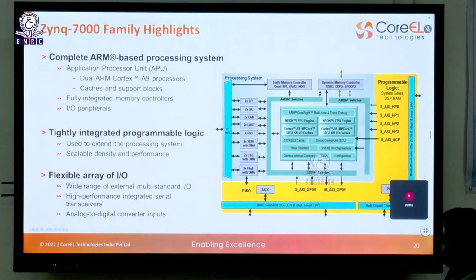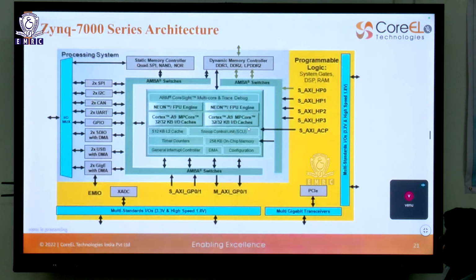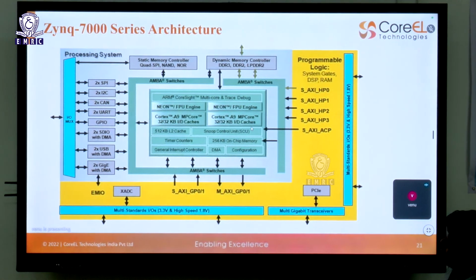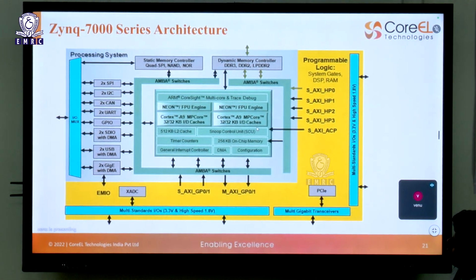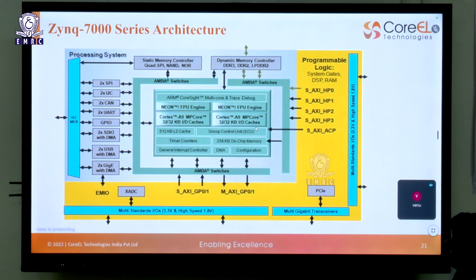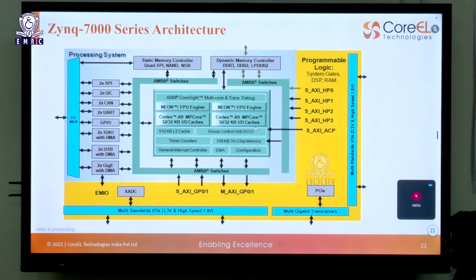So the processing system in short is PS, and the programmable logic, which is the FPGA fabric, is called PL. When we look at the architecture, we have a dual ARM Cortex-A9. There are a few boards that come with a single ARM Cortex-A9 processor also, but for the most part we'll be looking at dual core. ARM Cortex-A9 comes with a 32 kilobyte level 1 cache. Each core has 32 kilobytes of inbuilt cache memory, and we have a generic level 2 cache of 512 kilobytes, and we have dedicated memory units available, which is 256 kilobytes.